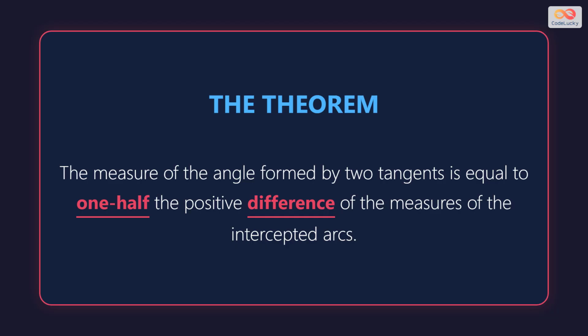The theorem states that the measure of the angle formed by these two tangents is equal to 1/2 the positive difference of the measures of the intercepted arcs. Essentially, we are looking at the gap between the big arc and the small arc.